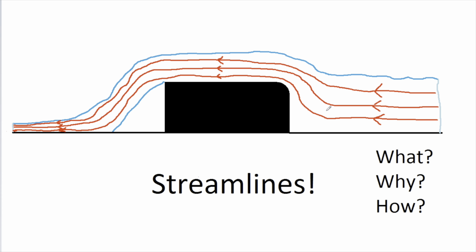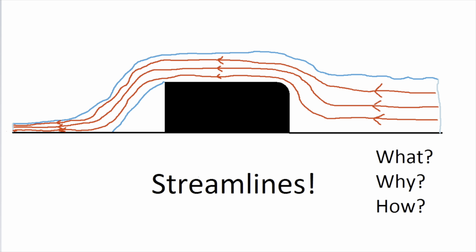So why do we care about these? Well, they're a very useful tool for helping to visualize a flow. So we have here, this picture is of water in blue flowing over this object, and we have the streamlines in red, and you can see they're kind of showing us what this water is going to do as it goes over this object. So how do we actually read these streamlines?